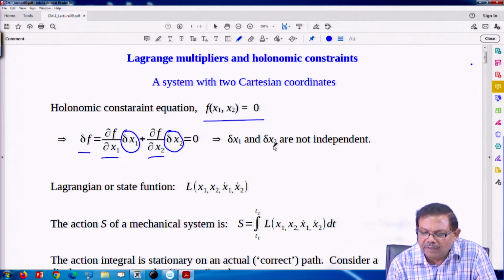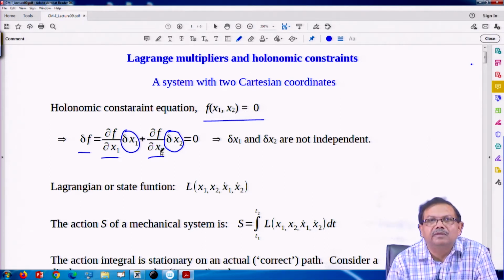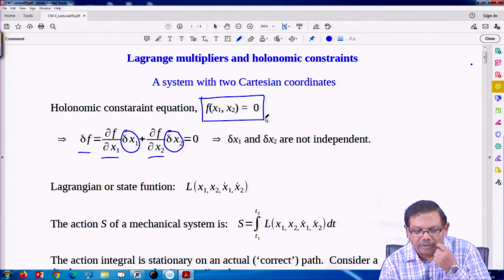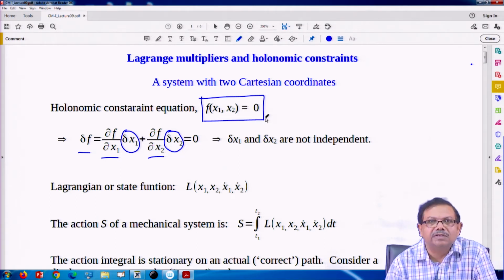Delta x 1 and delta x 2 are not independent, as we can see here. So, if I have a system of two Cartesian coordinates with some constraint equation like the one given here, then x 1 and x 2 are not independent coordinates. So, degrees of freedom cannot be 2. It would be less, and since there is one constraint equation, it would be 1.